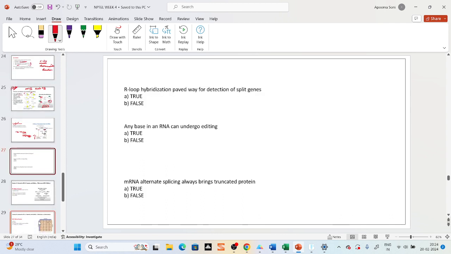Okay, so now we'll quickly see the questions. These are just true or false questions. The first question is, R loop hybridization paved the way for the detection of split genes. So split genes are nothing but the spliced genes or the introns. Is it true or false?